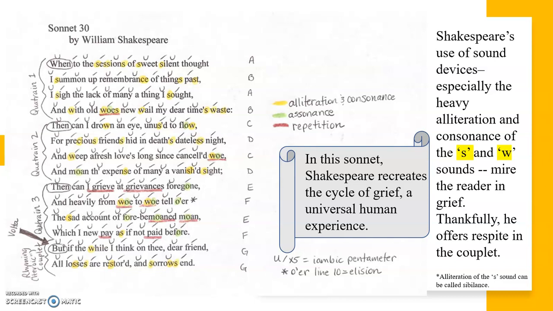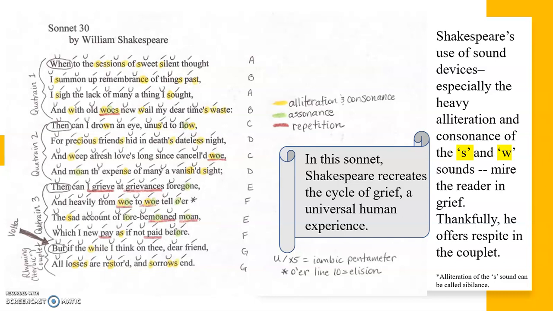With woes, new, and I see I didn't mark there the consonants at the end of new, wail, waste, drown, flow. And so we start to hear, when we read it out loud, the sounds of sighing and crying, and later on of actual downright wailing, because in quatrain 2, the poet begins to cry, drown an eye. And so this use of the sound devices builds that sadness and shows us how it builds and how it becomes a state of sort of suspended grief before there is relief by the couplet.